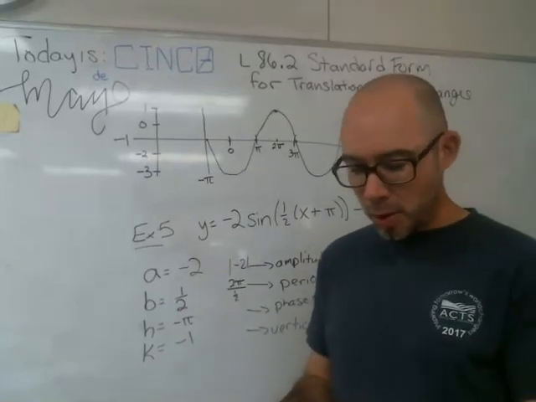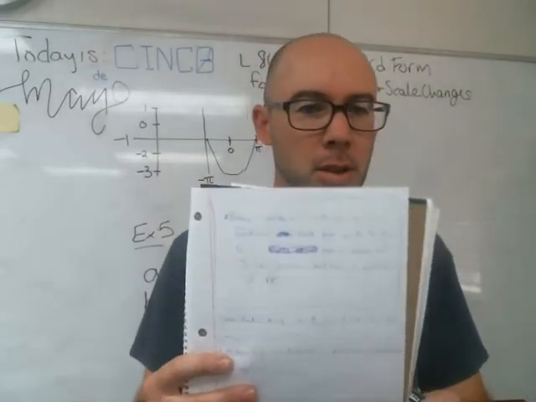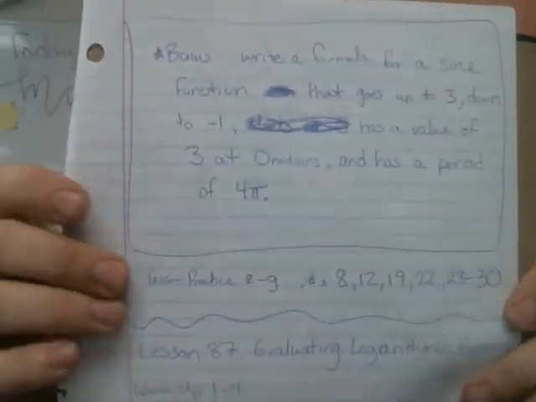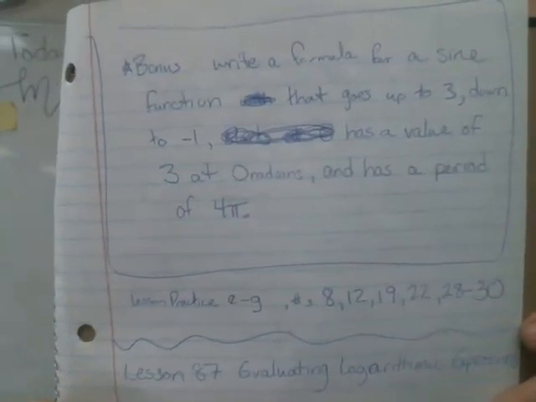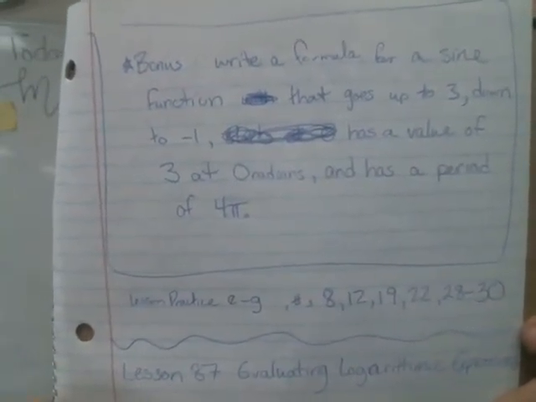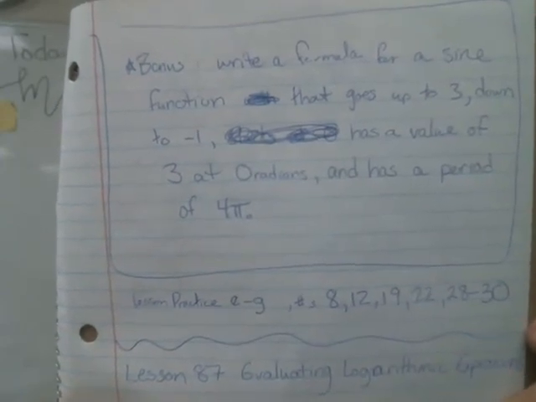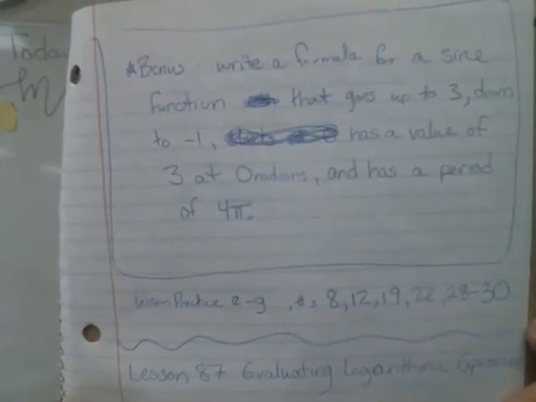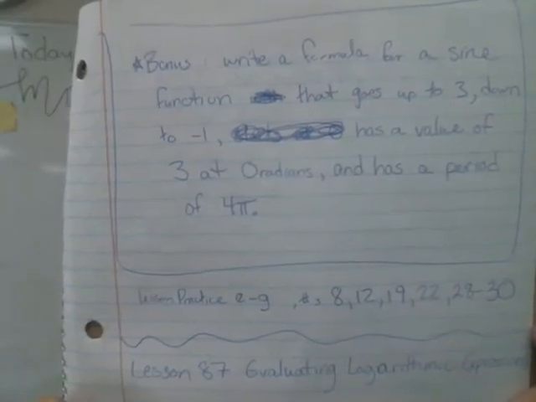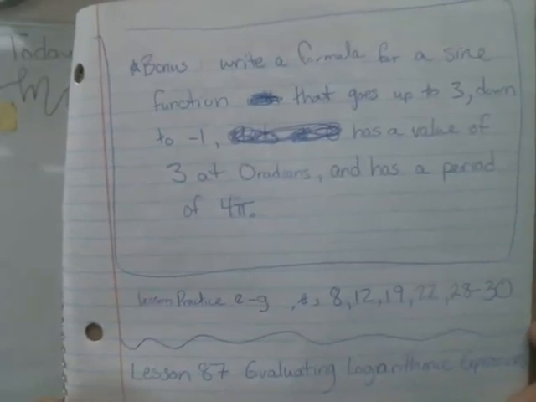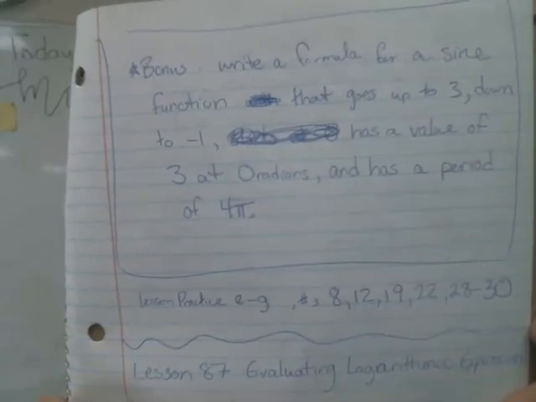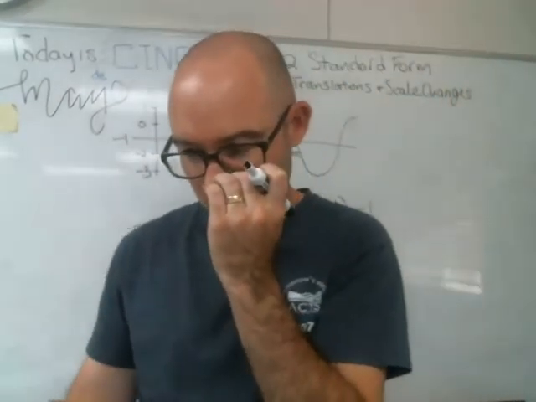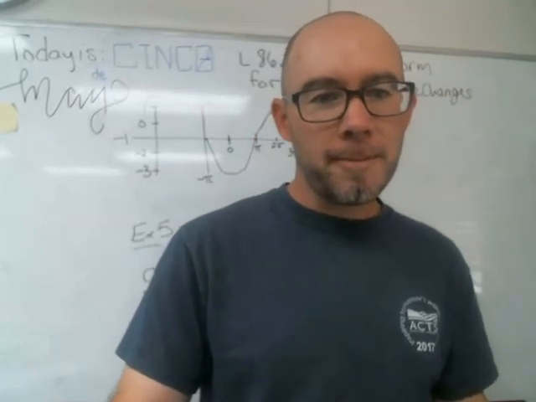So I've got a bonus problem for you. Okay, I'm going to show it to you here. I want you to write a formula for a sine function that goes up to 3, down to negative 1, has a value of 3 at 0 radians, and has a period of 4 pi. You send that in with your homework, and you get a bonus point there.